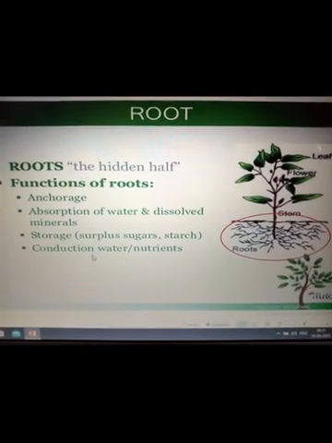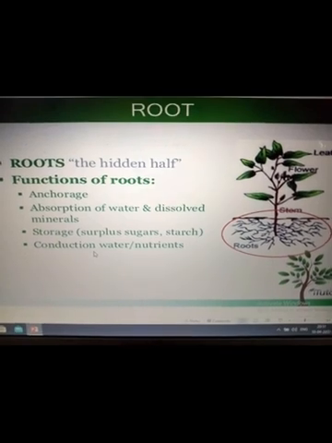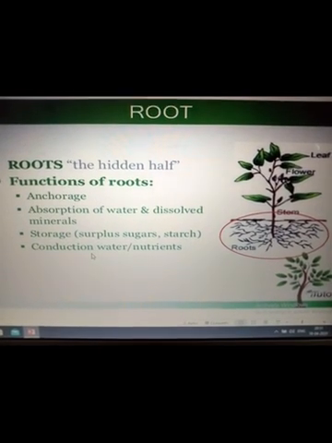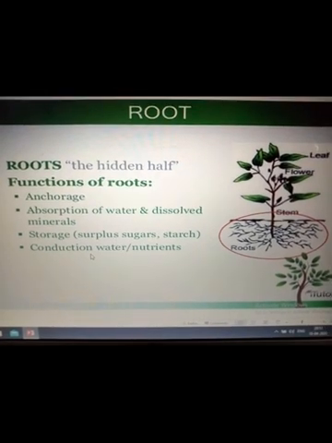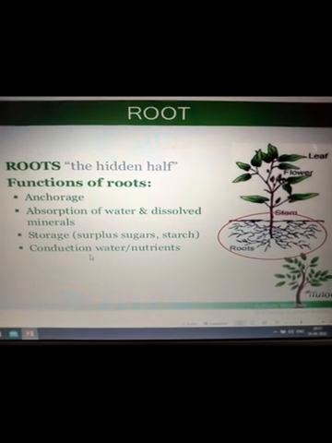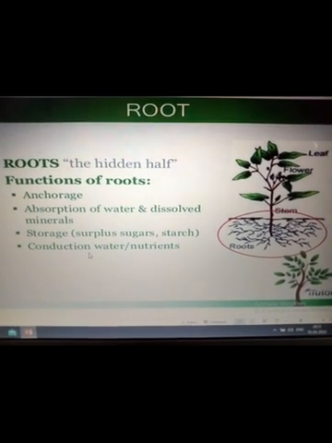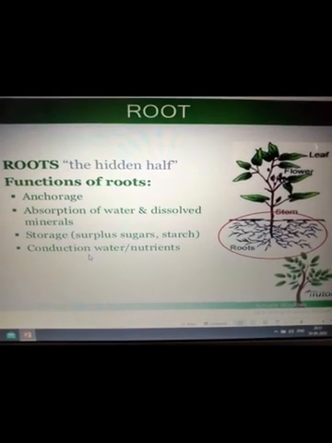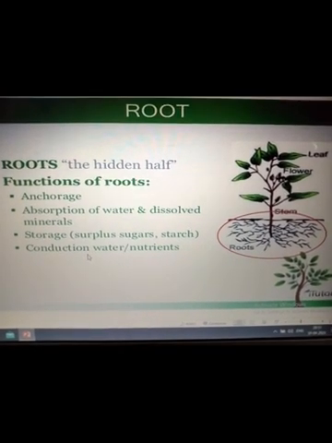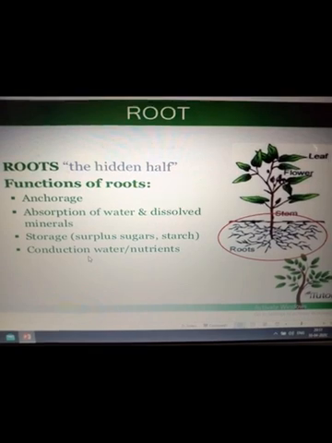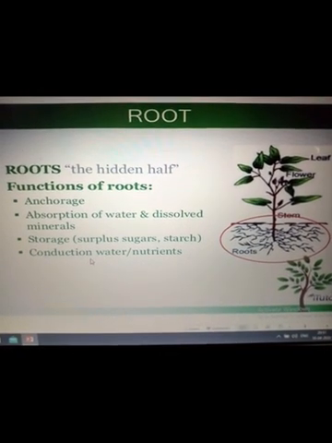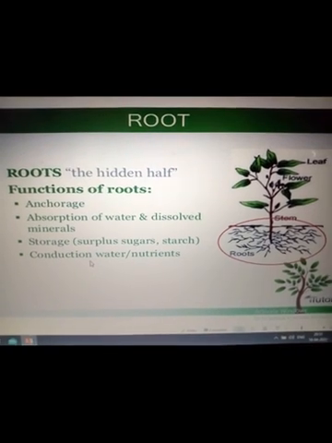What are roots? Roots, the hidden half. That means the part which you couldn't see. Can you see the circled part? Yes, the circled part is the roots. So, what are roots? The part of the plant that grows under the soil is called its roots.